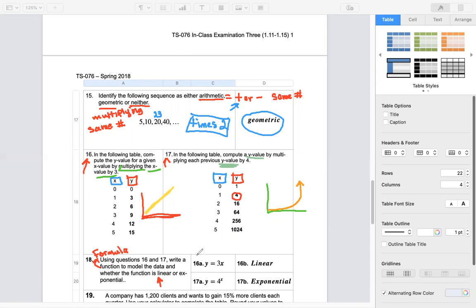Now the question is, they want us to come up with a function, a formula to illustrate this. Okay, guess where your formula comes from? I will say it for the fourth time here.